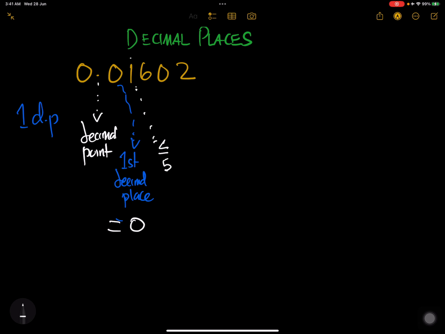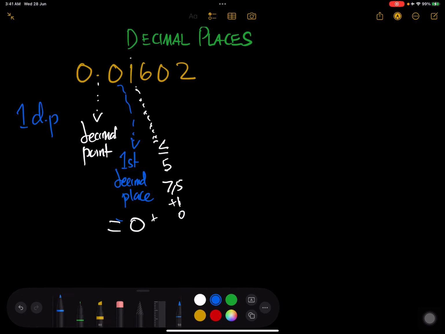But if this one was maybe 5, or greater than 5, we're going to add 1 to the 0. We add 1 to the 0, but it's not. So let's look at the same question.